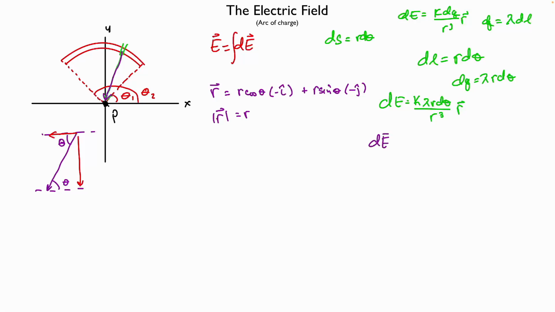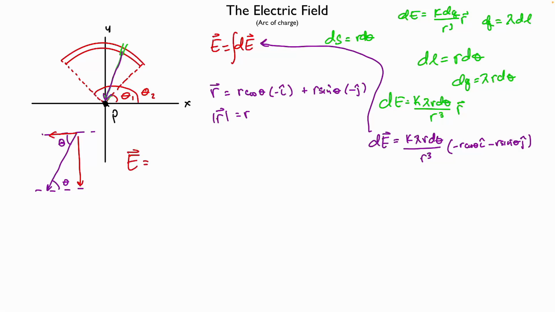So that makes my differential electric field right here equal to k lambda r d theta all over r cubed. That doesn't change because the magnitude of r is r, times r vector, which is negative r cosine theta i hat minus r sine theta j hat. All right, where does that differential electric field go? Straight into my equation.